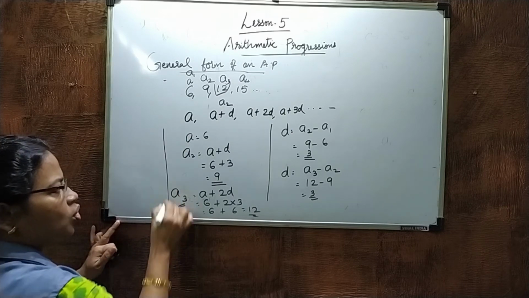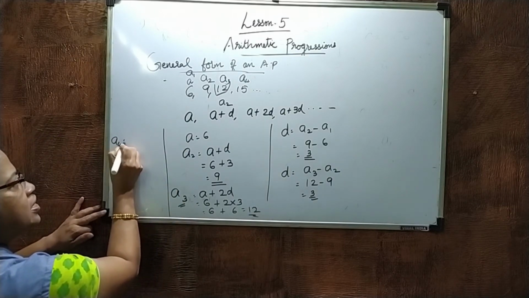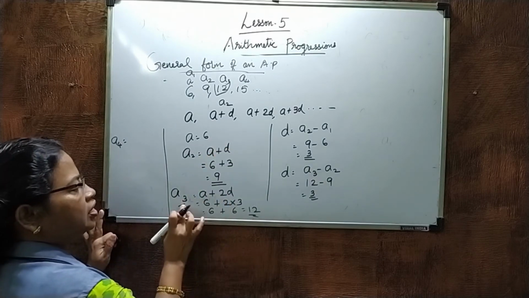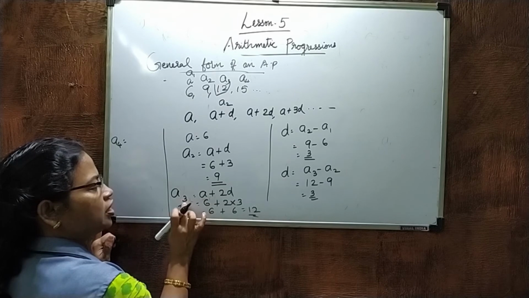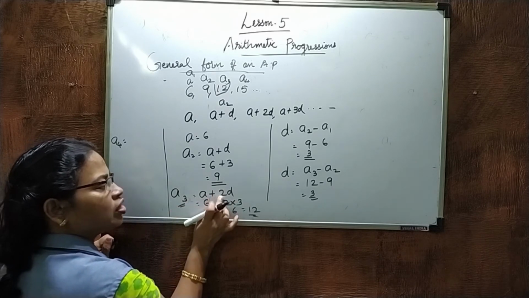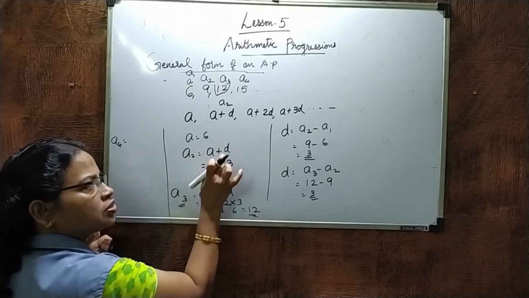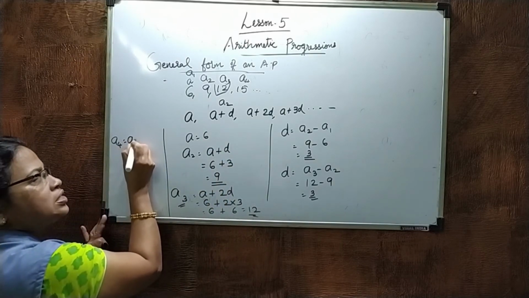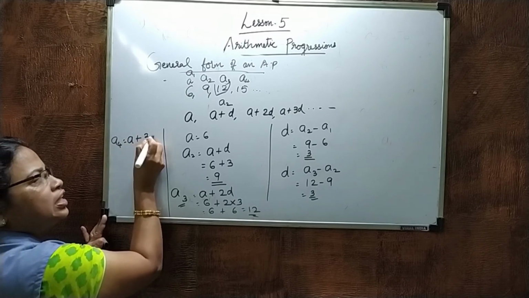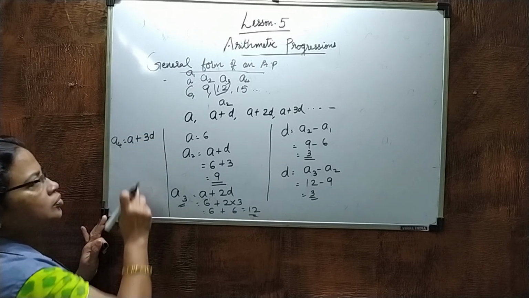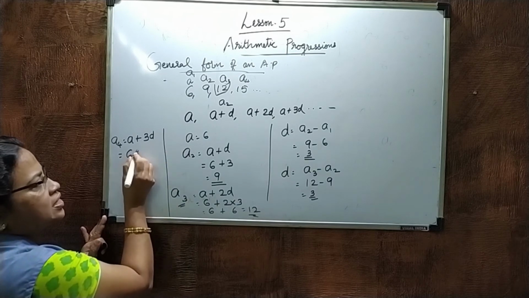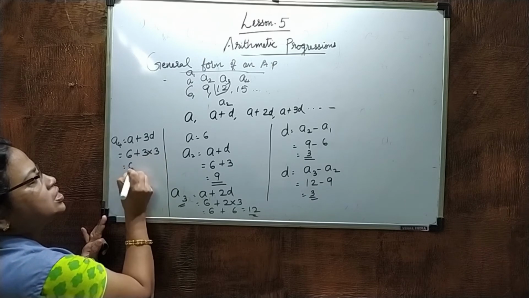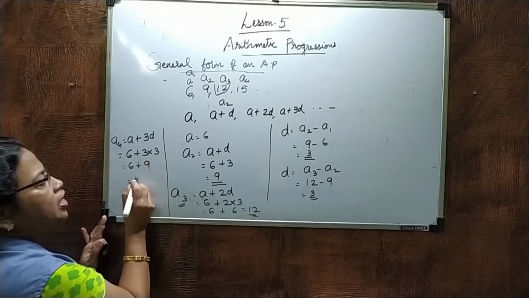How will you find out A4? A4 means it is, just look. Here A2 means A plus D, A plus 1D. Here A3 means A plus 2D. Means here 3 minus 1, it will get 2 here. 2 minus 1, you will get here 1D. Same way what you can do here. A plus 4 minus 1, 3D. So here it is A is 6 plus 3 into D is 3. 6 plus 9. What will you get the answer? 15.